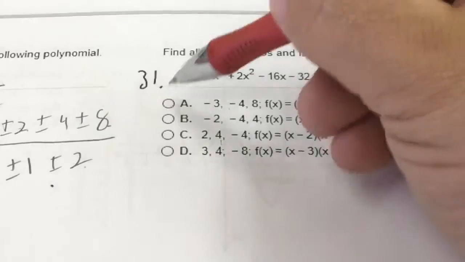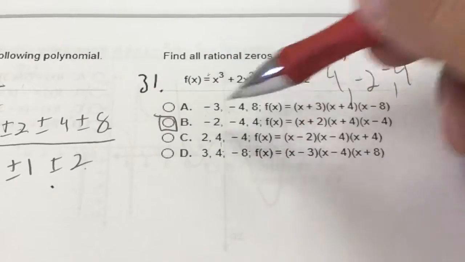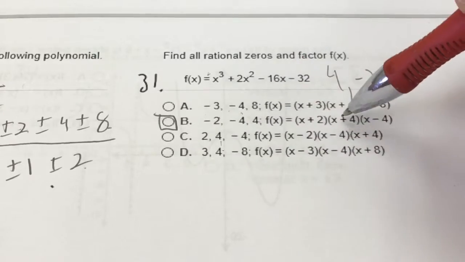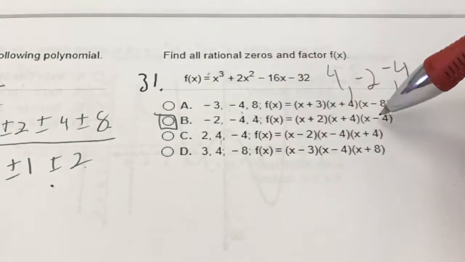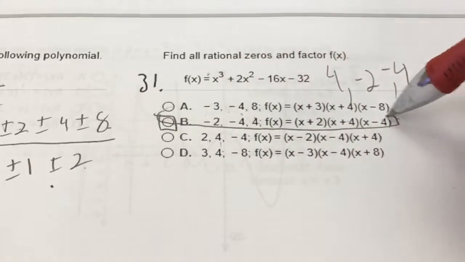There's only one question that has all three of them. And let's notice that when x equals negative 2, x plus 2 is a linear factor. When x equals negative 4, x plus 4 is a linear factor. And when x equals 4, x minus 4 is a linear factor. It is choice B.